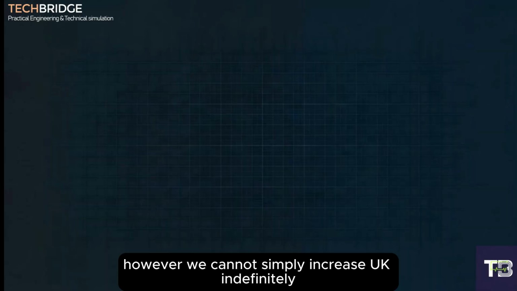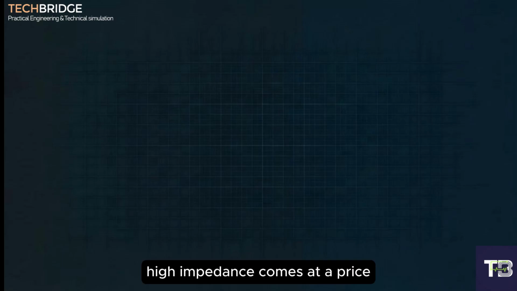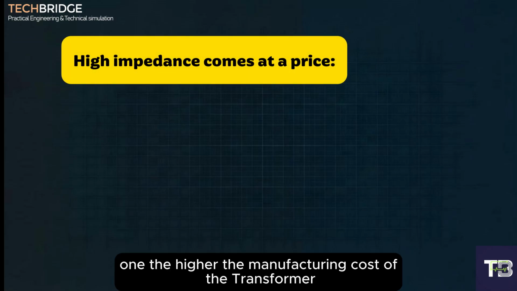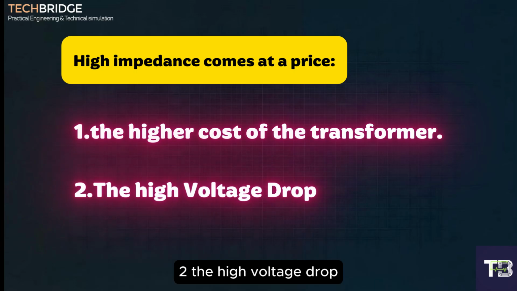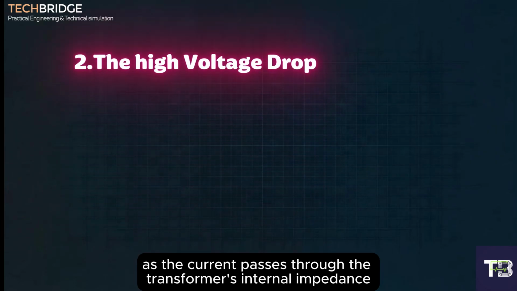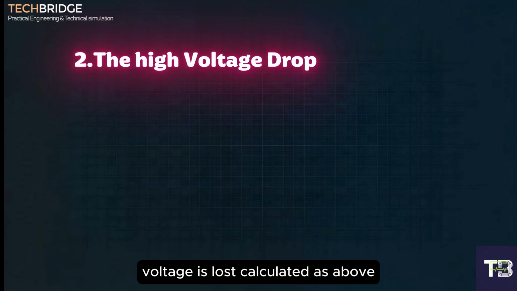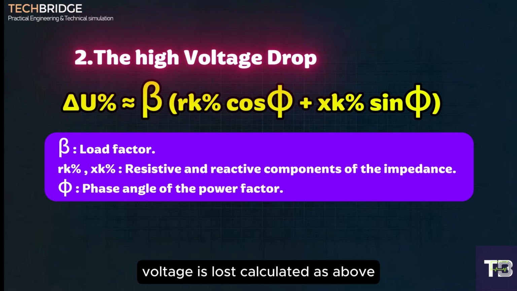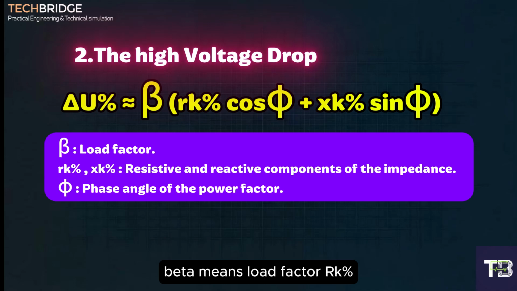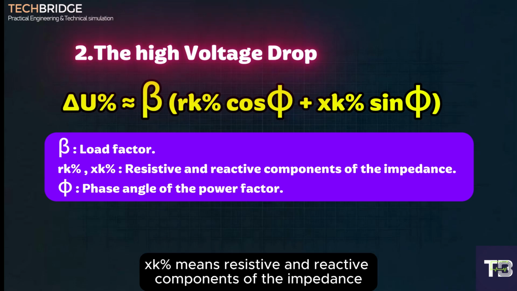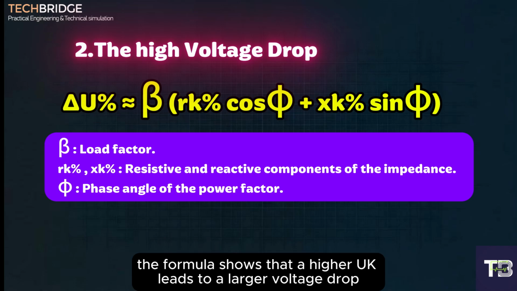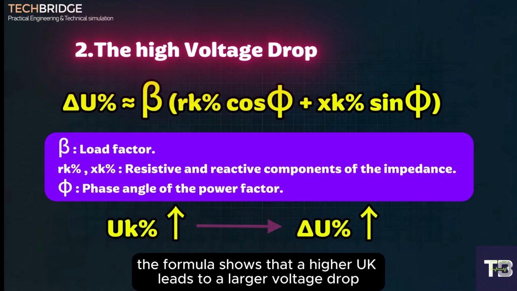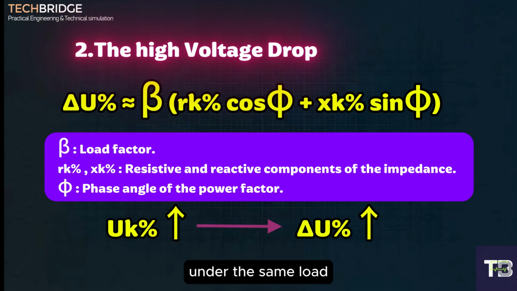However, we cannot simply increase UK indefinitely. High impedance comes at a price. 1. The higher the manufacturing cost of the transformer. 2. The high voltage drop. As the current passes through the transformer's internal impedance, voltage is lost, calculated as above. Beta means load factor. RK%, XK% means resistive and reactive components of the impedance. Phi means phase angle of the power factor. The formula shows that a higher UK leads to a larger voltage drop under the same load.